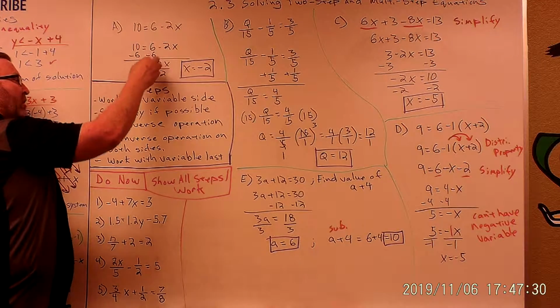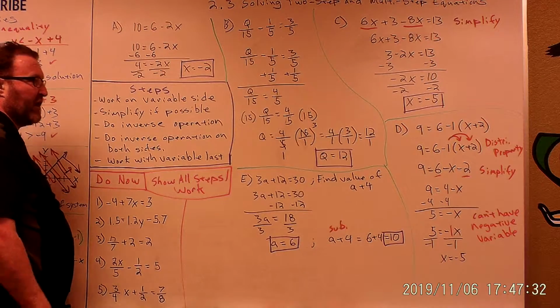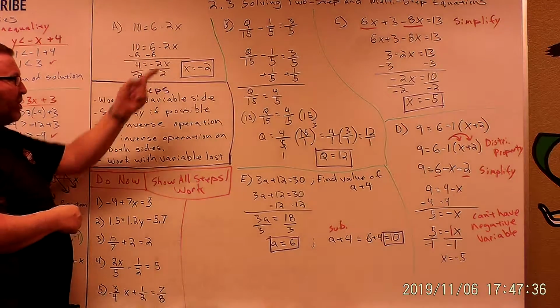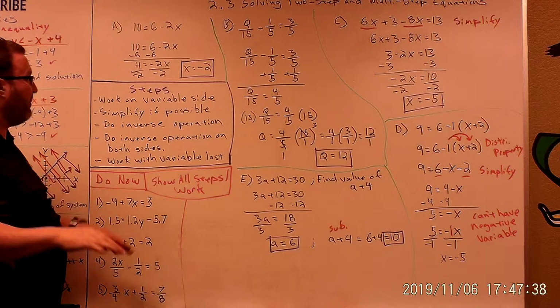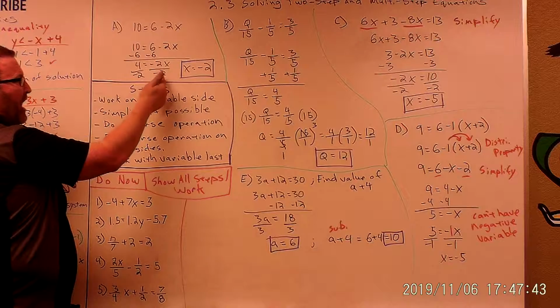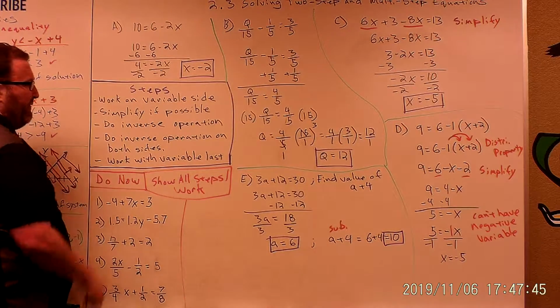This negative belongs to this 2, so when we do the inverse operation, it's like an identity. The negative belongs to the 2. We have to carry it throughout the problem. So multiply, the opposite is dividing. We're going to draw a line, divide by negative 2, divide by negative 2.